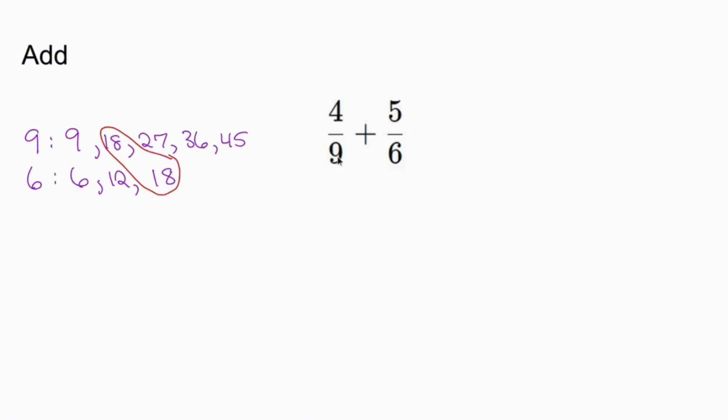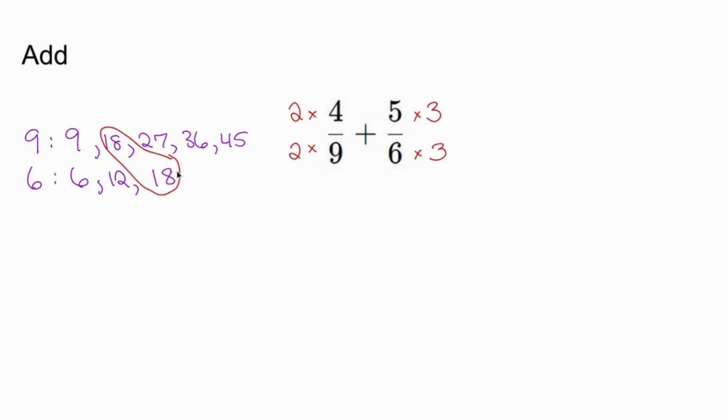So, I have a denominator of 9. How do I turn a 9 into 18? Multiply by 2. And if you do that to 9, you have to do that to 4 as well. Now, 6 is my denominator over here. How do I do the same thing? Multiply by 3. That gets me 18. And I have to multiply the 5 by 3 as well.